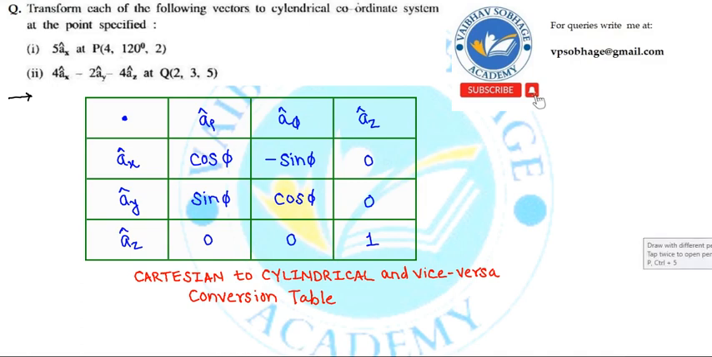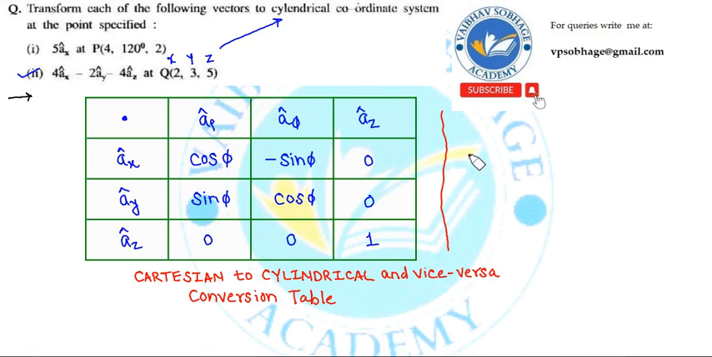The next thing is that we are going to make use of the values of x, y, and z. If you look at the second part of your numerical, you have been given a vector which is located at point Q, and this Q is expressed in terms of the coordinates x, y, and z. So we have to convert that x, y, and z into the cylindrical system.